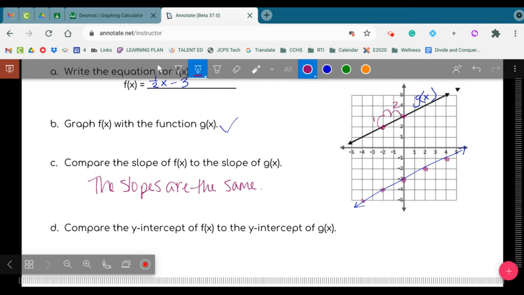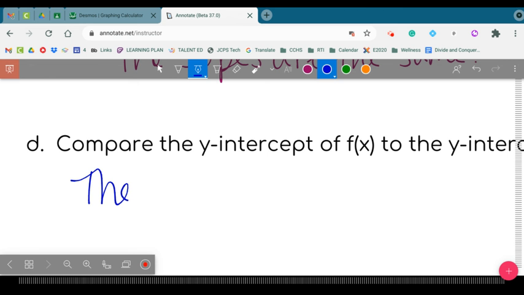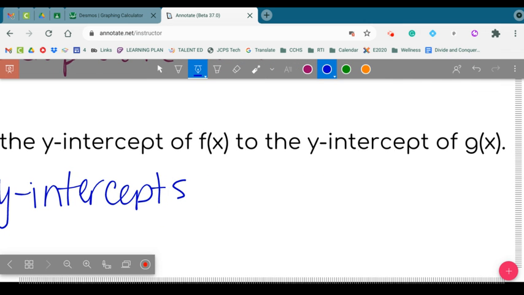Next one, it says compare the y-intercepts of our two lines. So this one has a y-intercept of -3, and this one has a y-intercept of 3. So clearly, the y-intercepts are different. You're just going to tell me whether they're the same or different.